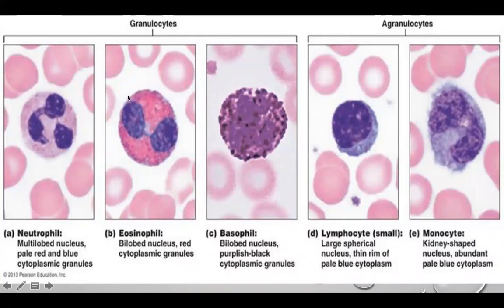This one is the eosinophil, exhibited by having a bilobed nucleus with red cytoplasmic granules. This one is the basophil. Basophil has a bilobed nucleus with purplish black cytoplasmic granules.